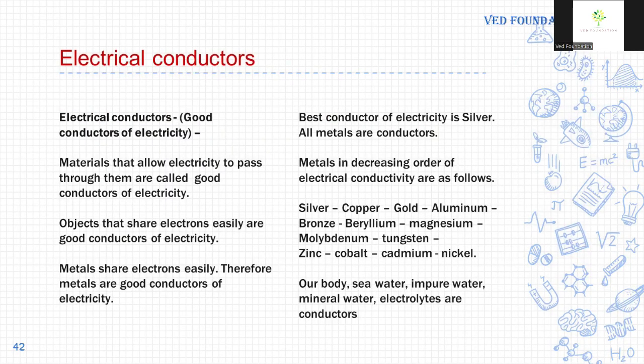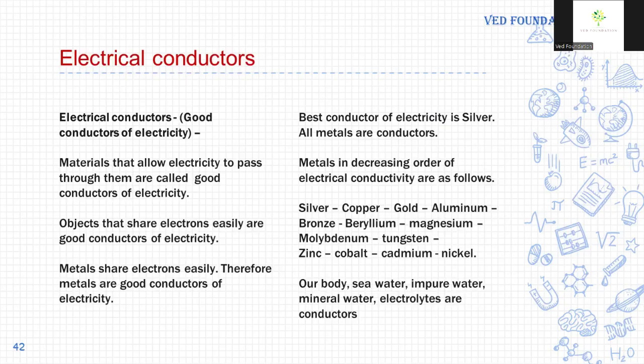Electrical conductors. They are also called good conductors of electricity. Materials that allow electricity to pass through them are called good conductors of electricity. Objects that share electrons easily are good conductors of electricity. And metals share electrons easily because there are 1, 2 or 3 electrons in the outermost orbits of metals. And that's why metals share electrons easily, and so metals are good conductors of electricity.